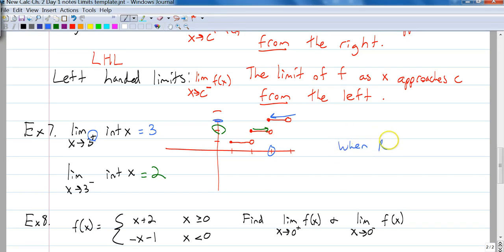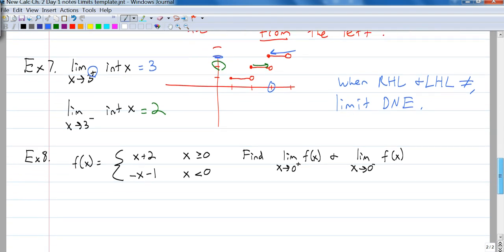When the right-handed limit and the left-handed limit are not equal, the actual limit does not exist. Okay? Alright, let's just do a couple more problems here.